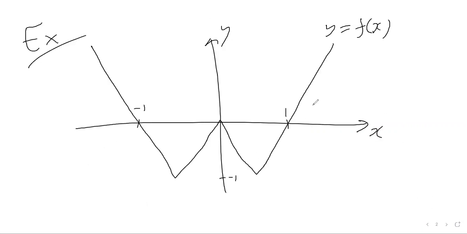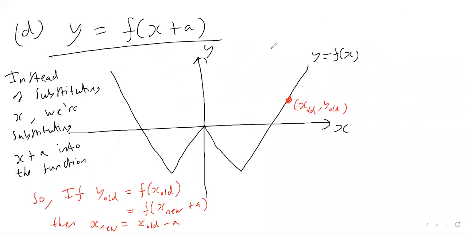So remember, this is the function we're looking at, a function which looks like this roughly with this W shape. Now, if we do the x plus a transformation, what would that look like? Instead of substituting in x, we're now substituting in x plus a into our function. Okay, so let's think about this then. We've got this graph here, our original one, y equals f of x.